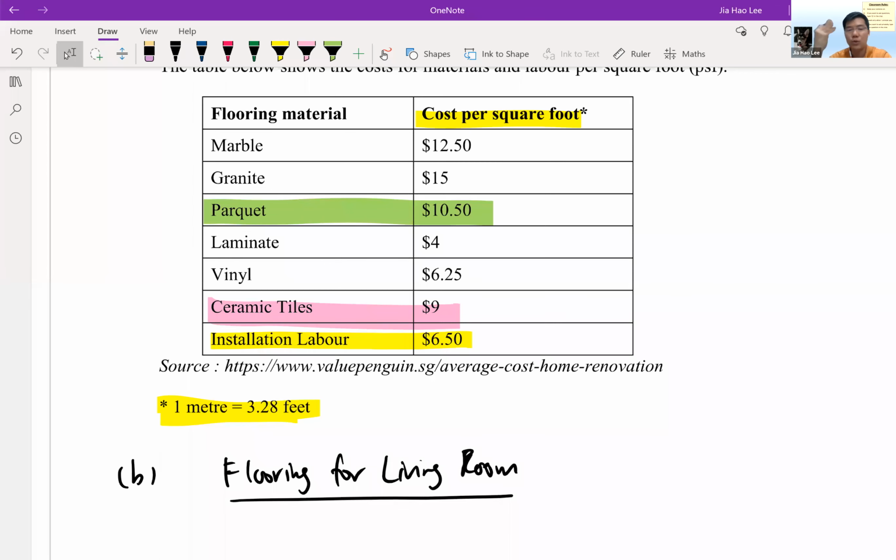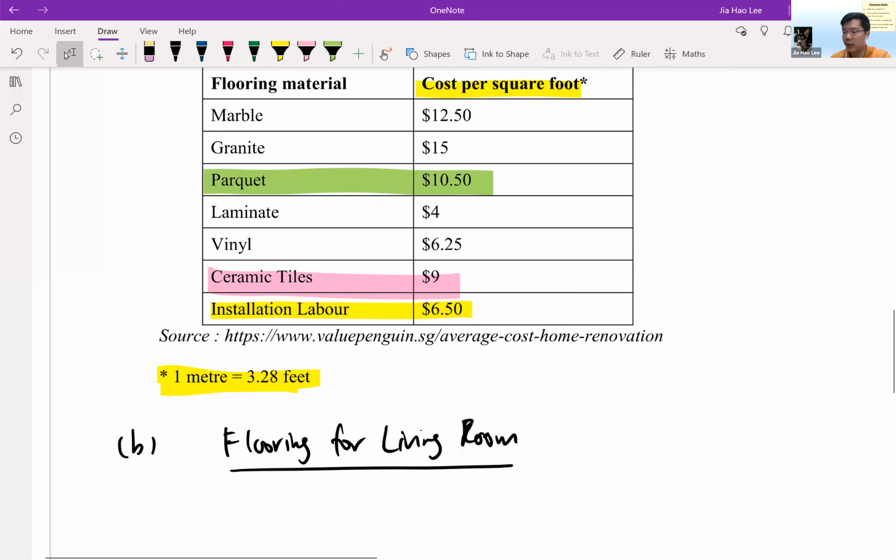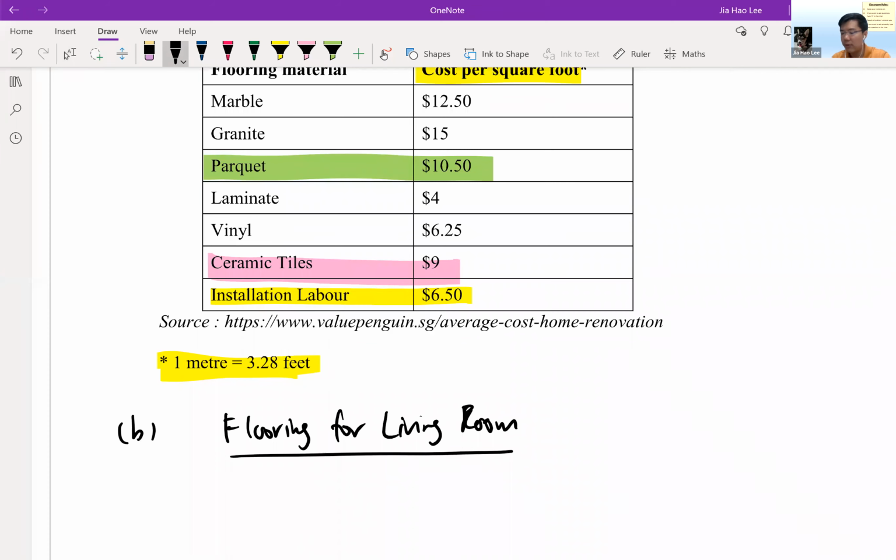Okay, so I'm going to have 3 different categories. The first one for ceramic tiles, the second one for parquet, the last one for installation labor. Then finally, I will have one last category where I add everything up and compare it with $8,000, which is the budget. Then I want to know whether it makes sense or doesn't make sense for Mr. Tan to do it. So let's start. Flooring for the living room.